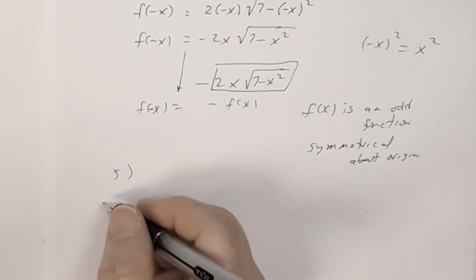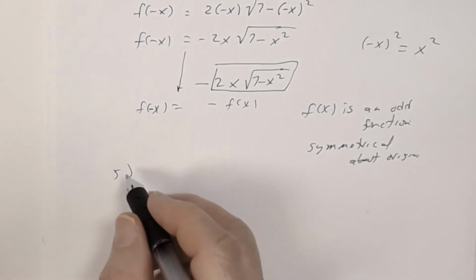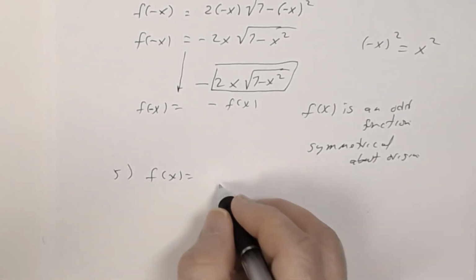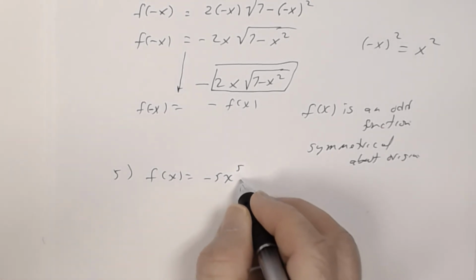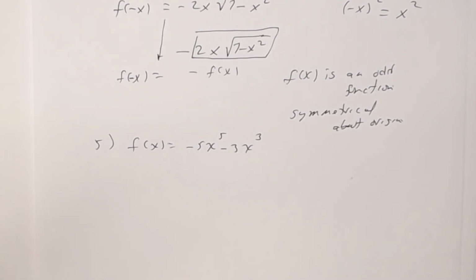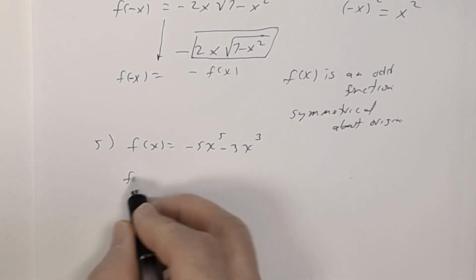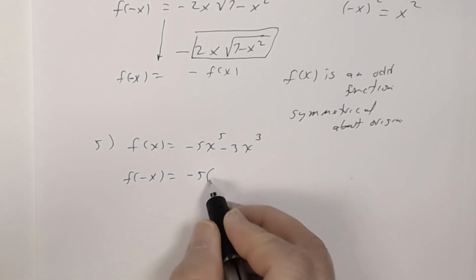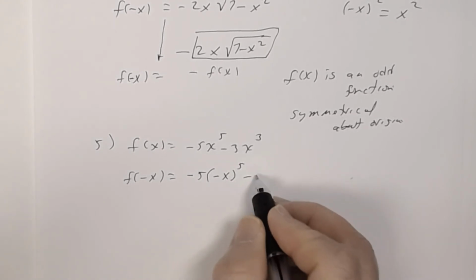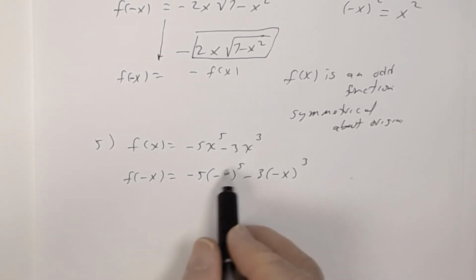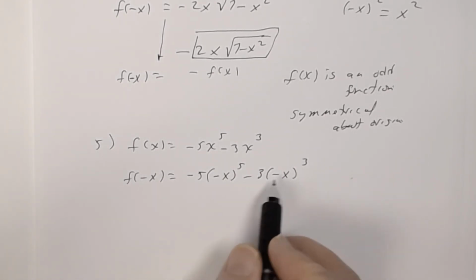Okay, let's suppose number 5, we have this. F of x equals negative 5x to the 5th minus 3x cubed. Okay, so again, let's find f of negative x. So we see the variable x, I'm going to substitute negative x, so you get negative 5 times the negative x to the 5th minus 3 times the negative x cubed. Notice that in place of x, I'm substituting negative x. The parentheses are important. Make sure you remember the parentheses are important.